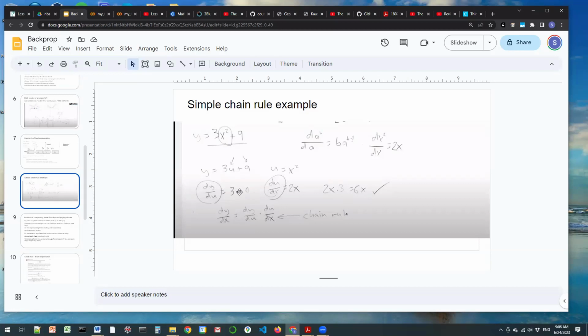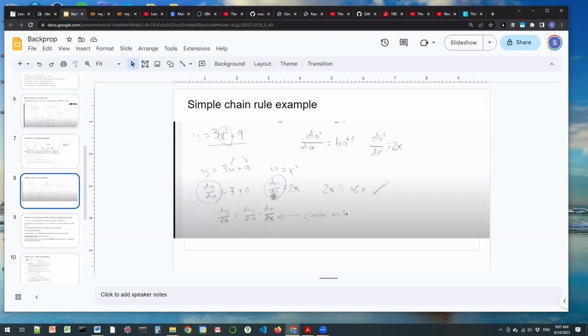To compute dy by dx, what we need to do is multiply dy by du and du by dx. So when we do that, dy by du is 3, du by dx is 2x. We multiply those two values, 3 times 2x, 6x. So dy by dx for this equation is dy by du, which is 3, times du by dx, which is 2x. This is the chain rule.